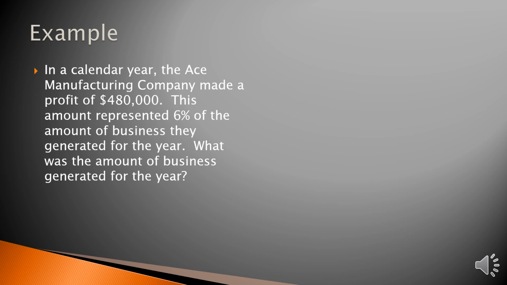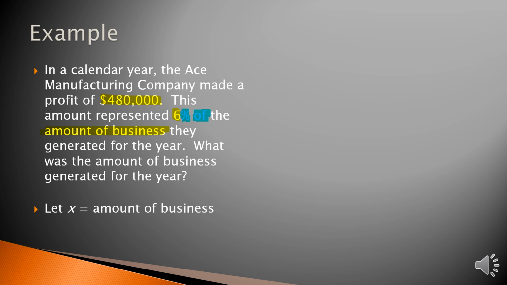So the first thing I want to do is highlight my appropriate number and variable words. $480,000, 6, I'm not going to highlight the percent because that's going to tell me something different. And of course the amount of business, because that's what I don't know. Now, in blue, I'm going to highlight the percent because that tells me I need to do the percent proportion. And of course the word of, because I have multiplication. I want to let x be the amount of business. If you wanted to say amount of business generated for the year, that's fine as well.